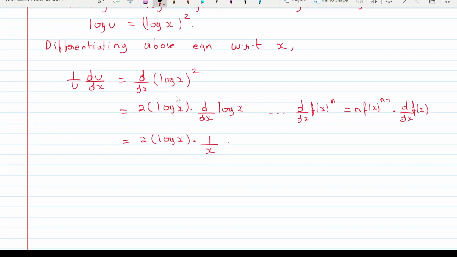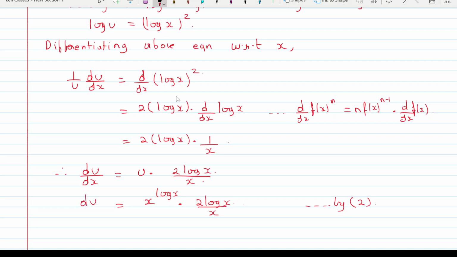So what we needed was du by dx. So take u on the other side. So du by dx is u into 2 log x upon x. What was u? u was x raised to log x, na? So it's x raised to log x into 2 log x upon x. This is by which equation? Second or third it will be, na? Yes, u is equal to x raised to log x, second equation. So by 2. This is your du by dx.